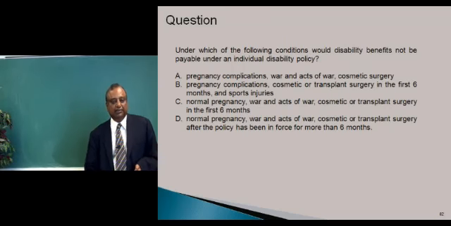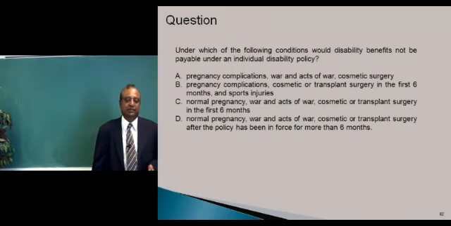Pregnancy complications are covered, so A and B cannot be the answer. C, normal pregnancy, war and acts of war, cosmetic or transplant surgery in the first 6 months. That is the answer, C.